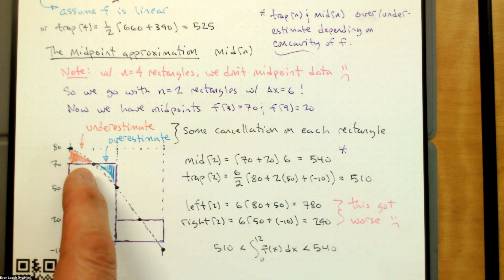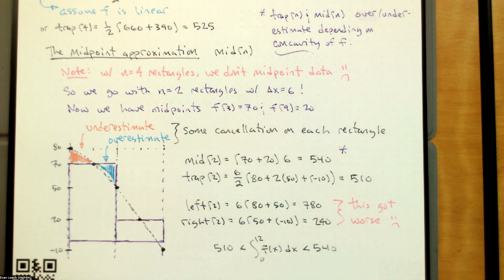Since it's concave down, there's more decrease from the midpoint to the end. That's what concave down is going to do. There's going to be more decrease from the midpoint to the right endpoint. More decrease there. And so that's why we're going to get an overestimate.